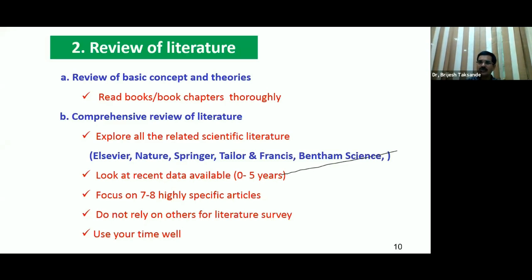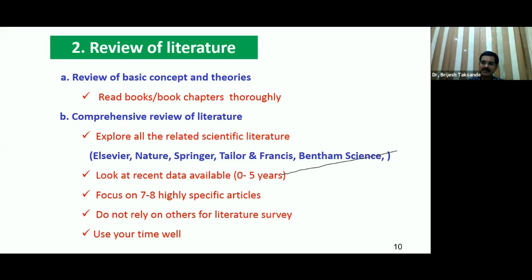Limit yourself to these publishing groups only. You can work on the review of literature by exploring the review articles published as well as the research articles published in these recent years. So look at the recent data available, like from day one.